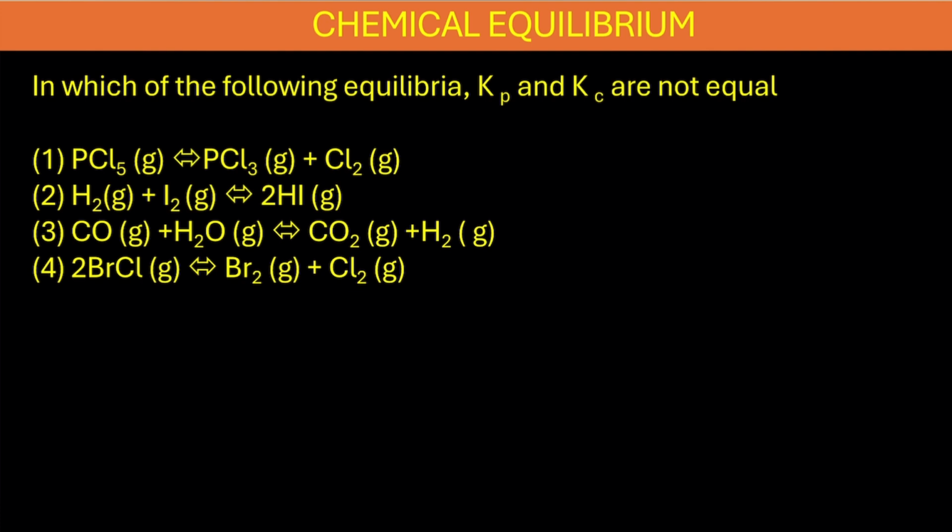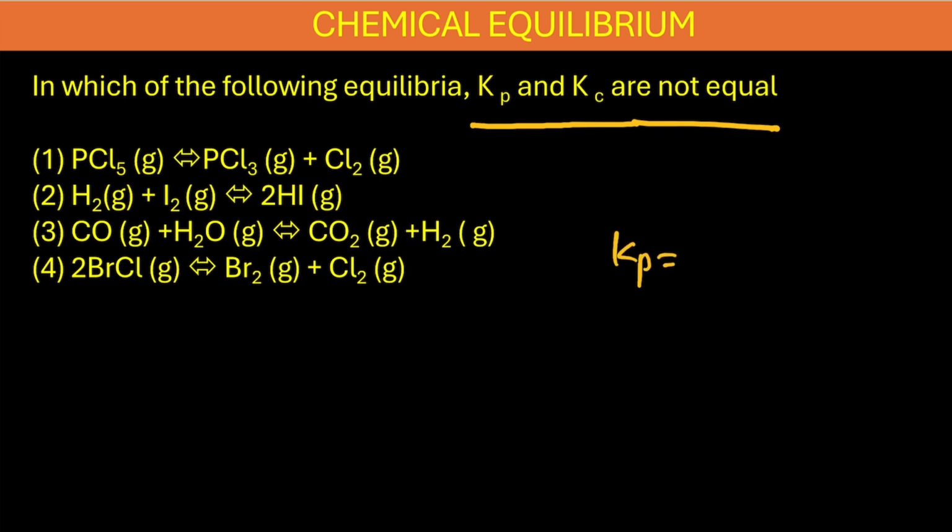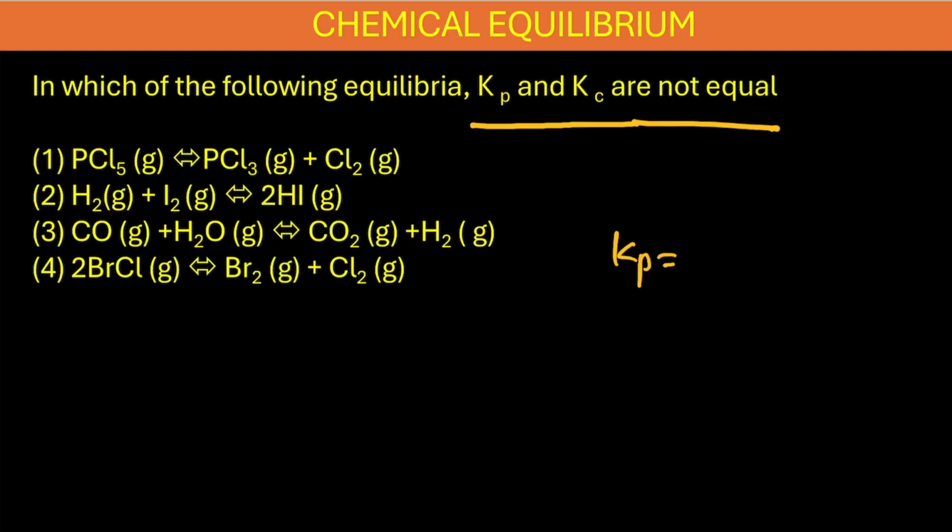Now, this is another question which was asked in the 2024 NEET examination. The question is, in which of the following equilibria Kp and Kc are not equal? So here the question is based on the equilibrium constant but calculated under two different conditions. Kp refers to the equilibrium constant when the components are in gaseous state and their partial pressures are taken for calculation. And Kc represents the equilibrium constant when the composition of the reaction mixture is expressed in the active masses or the molar concentration.